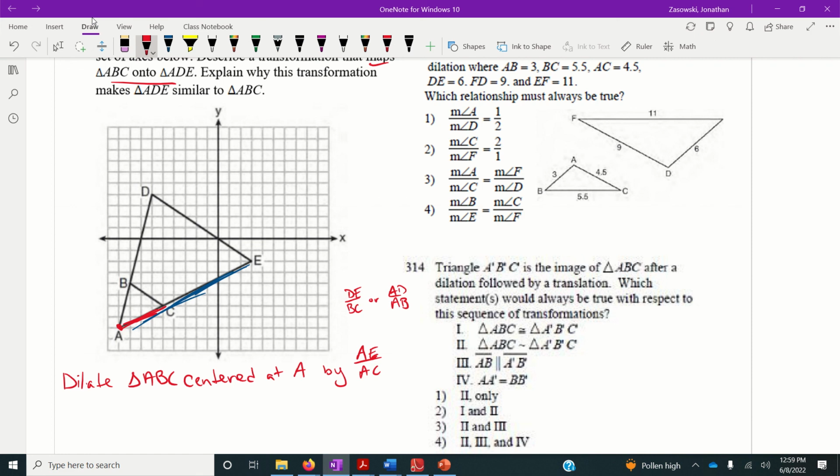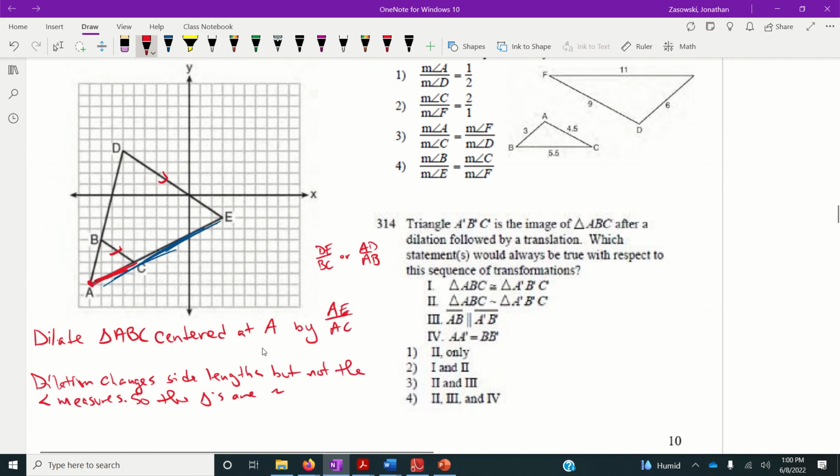And it says, explain why the transformation makes it similar, okay? And you could have said anything about the fact that a dilation changes the side lengths, but not the angles. All right. So the triangles are similar is fine. That's one way to say it. We could say that these lines are going to be parallel, and therefore the angles are congruent and they're similar by AA. Any one of those things would also be an okay explanation here.